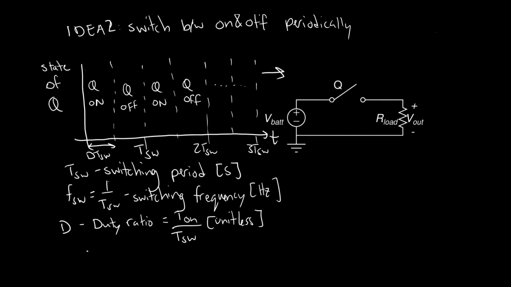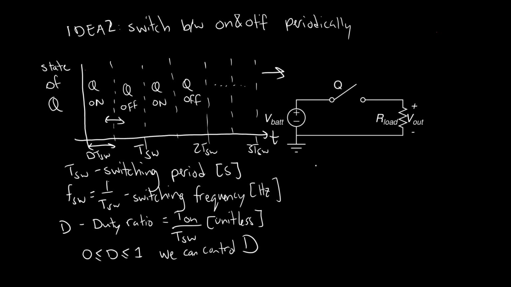And I want you to notice that D can only vary between 0 and 1, right? So either the switch can be on for the full switching period, which would mean that D is 1. The on time is equal to the switching period, D is 1. Or at the other end, if D is 0, that means that the switch is never on, right? So this first subinterval would be 0. And this D is something we can control.